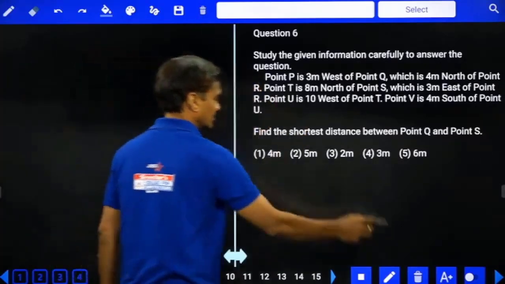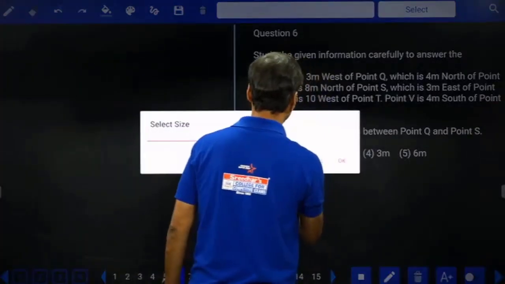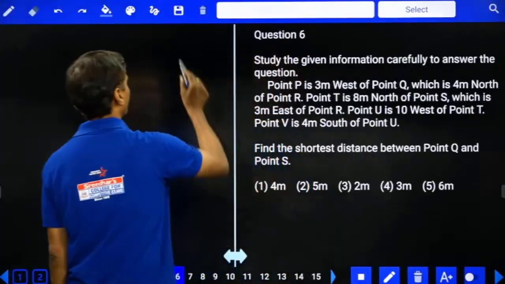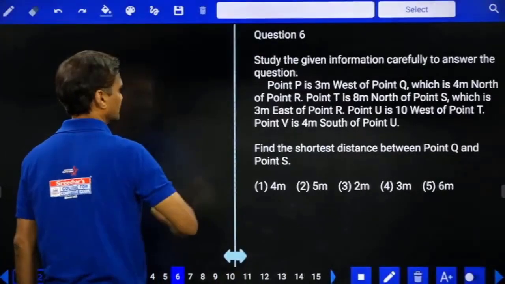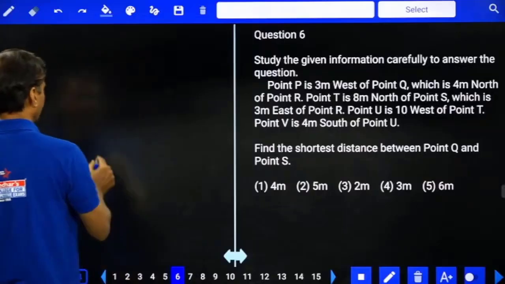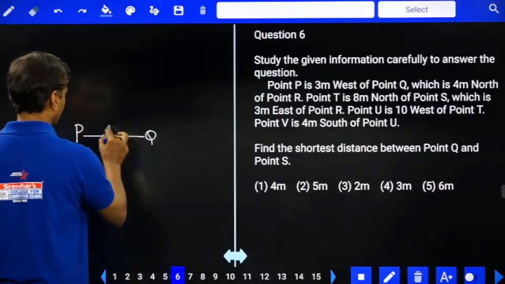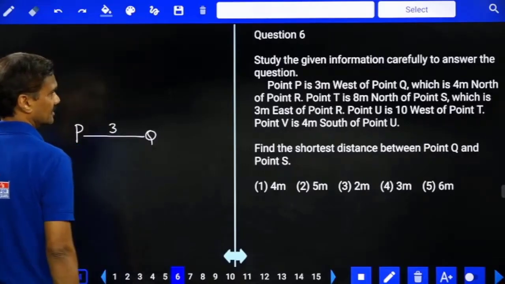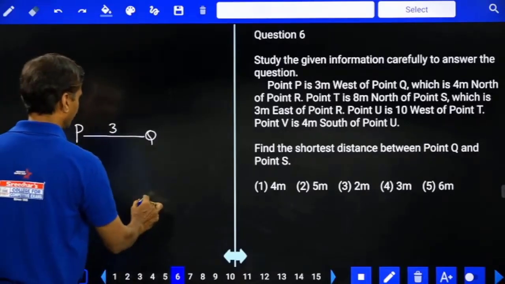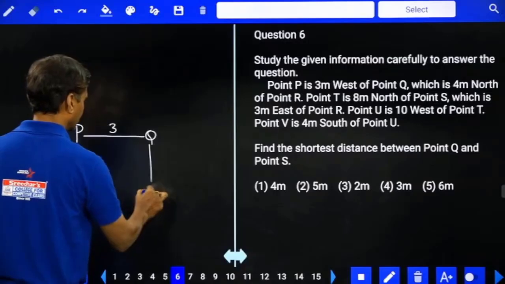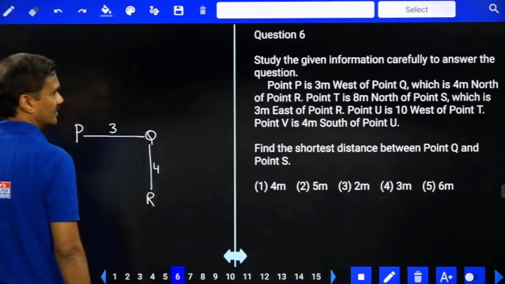Now in question number 6 onwards, what is the information we have for question number 6? Point P is 3 meters to the west of Q. Q is here. Now the distance is 3 meters. Q is 4 meters to the north of R. Now Q and R, the distance is how much? 4 meters to the north of R.